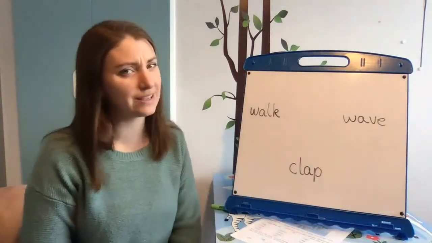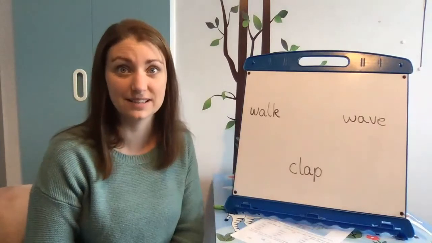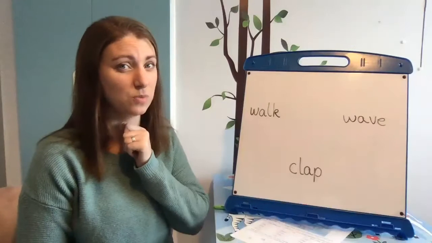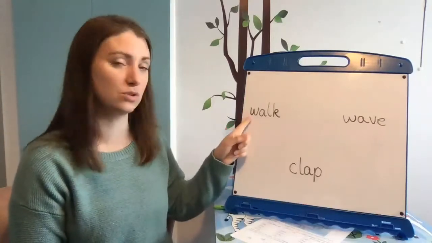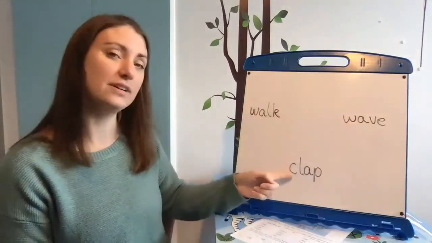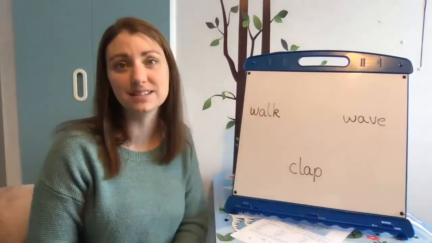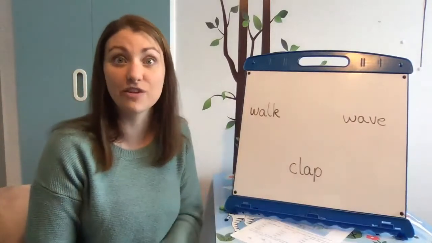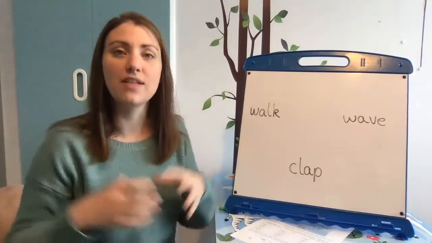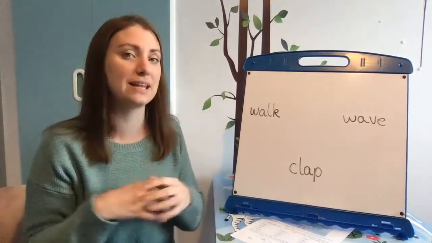Now before I explain what past tense is, I need to tell you what present tense is. So let's have a look at my board. I've got 3 words. What do they say? We've got walk, wave, and clap. These 3 words are all present tense verbs because they're doing words. And present tense words are things that are happening now.